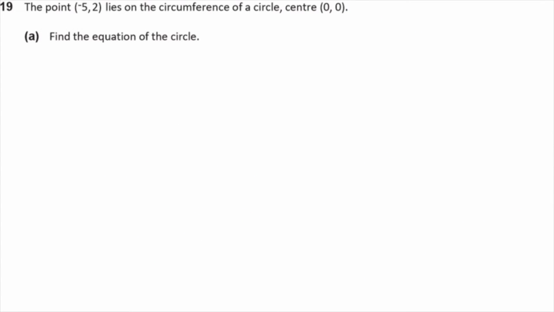Question 19. The point minus 5, 2 lies on the circumference of a circle, centre O. Find the equation of the circle.